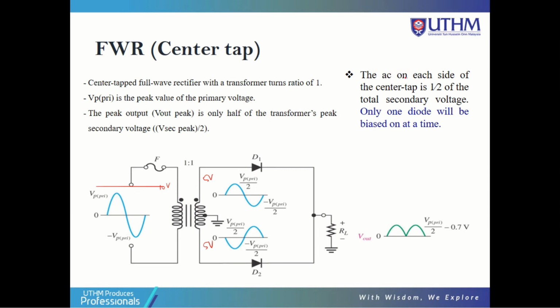The AC on each side of the center tap is half. The center tap here is half of the total secondary voltage. Only one diode will be biased on at a time. So its V peak here is divided by two, like I said earlier. V peak is divided by two. V primary here is divided by two. Okay, understand this? Divide by two.